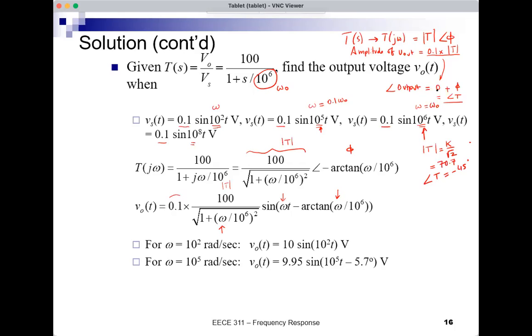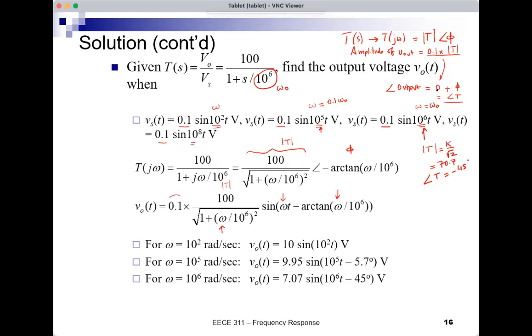So the output, therefore, will be 0.1 times 70.7, so that's 0.707. And the phase angle of the output will be 0 minus 45, so that's minus 45 degrees. And that's exactly what we get here, 7.07 sine omega t minus 45 degrees. So you see that the output is dropping. It was 10, and then as the frequency increases, 9.95. Now at omega 0, it's 7.07. And you see that it's shifting. The phase is changing from 0 to 5.7 to 45 degrees.